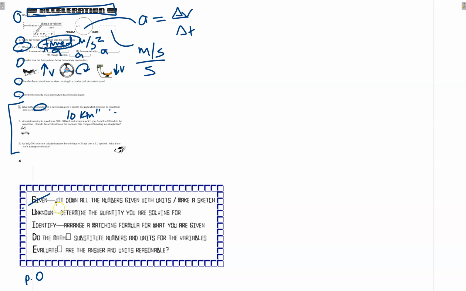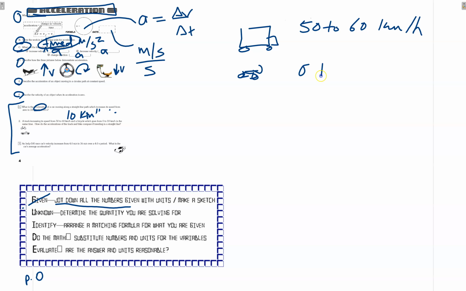Okay, so given. Jot down all the numbers. For the truck, this is my beautiful truck, and it goes from 50 to 60 kilometers per hour, and it does so in the same time as our bicyclist. Let's not even attempt to draw a bicyclist on there. Maybe that's the bicyclist leaning over. Goes from 0 to 10 kilometers per hour, and those happen in the same amount of time. Compare their accelerations.